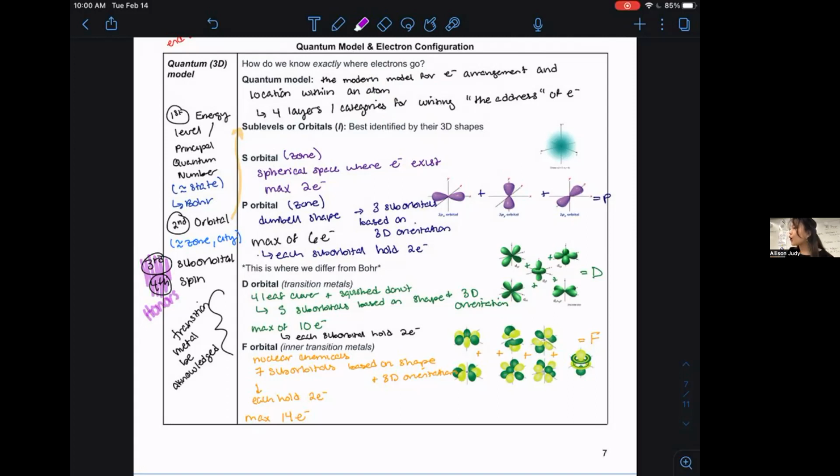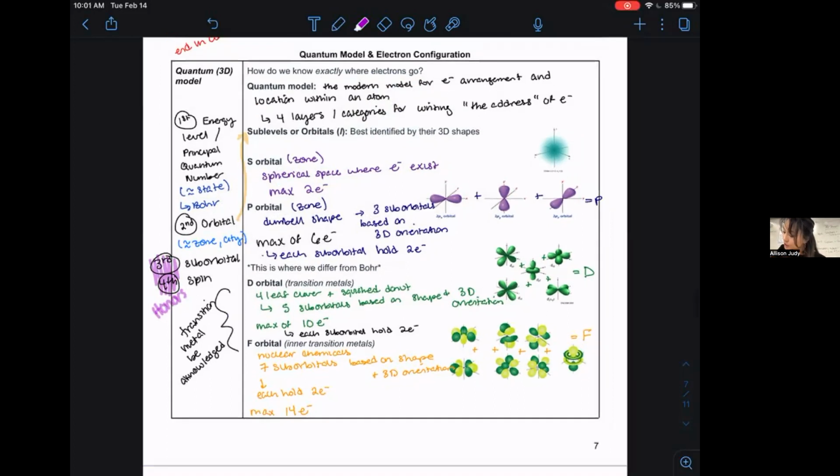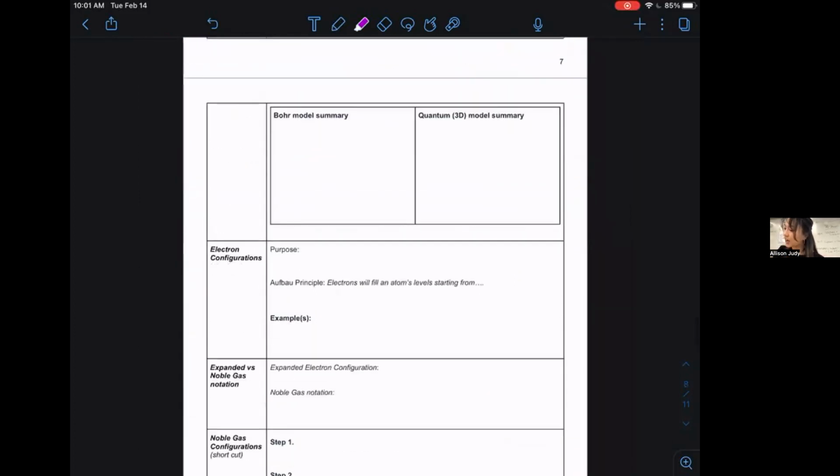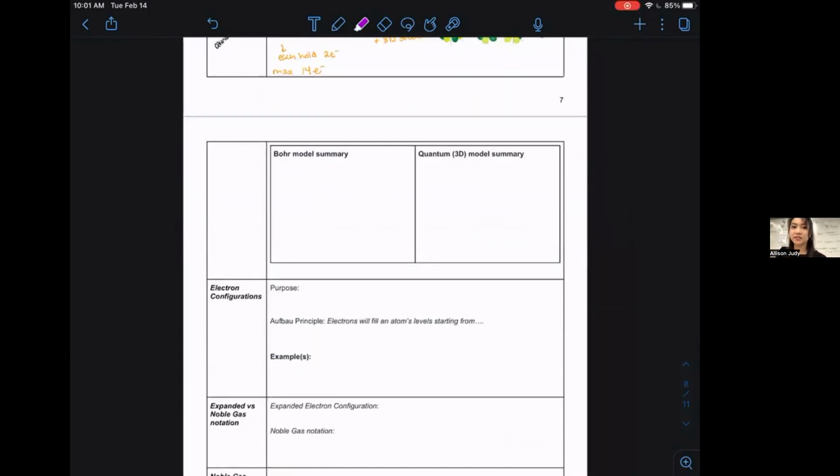You could call the suborbitals like your street name, and the spin like your house number, in terms of an address analogy. The suborbitals are like the street name, and the spin's like your house number for honors. So let's do a quick summary, and then we're going to talk about electron configuration, how we write out the address, and then we'll be done.